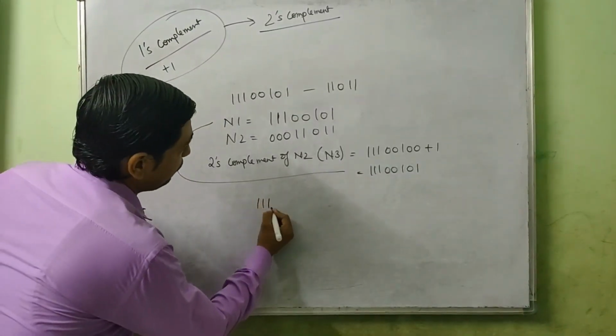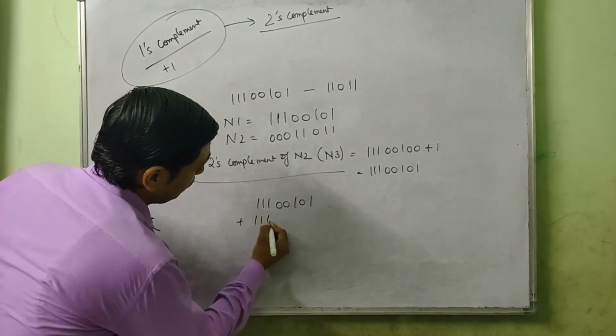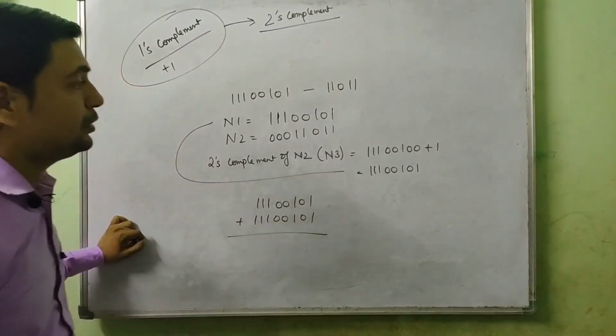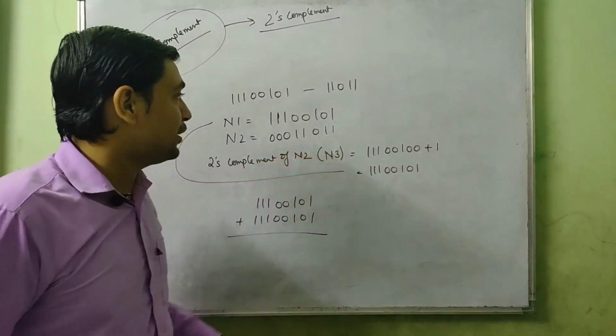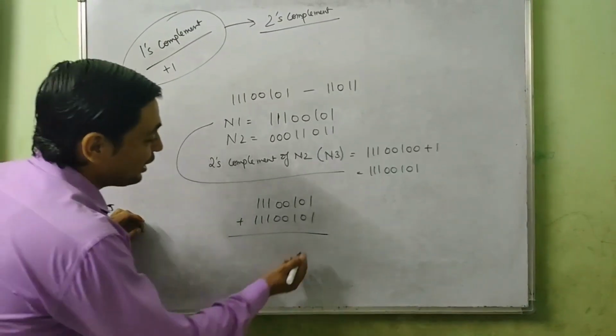So it will be 111000101 added with 111000101 itself. Okay, fine. Actually we are getting the same number. I know it's just a coincidence. Okay, fine. Let's add them up.